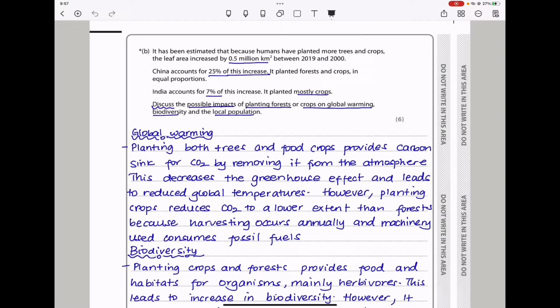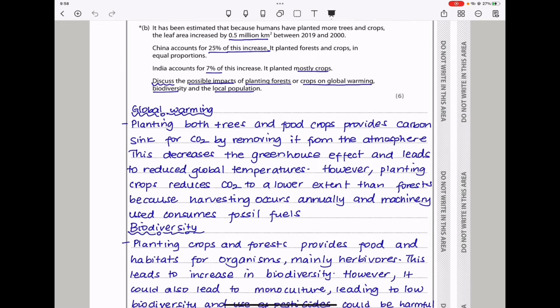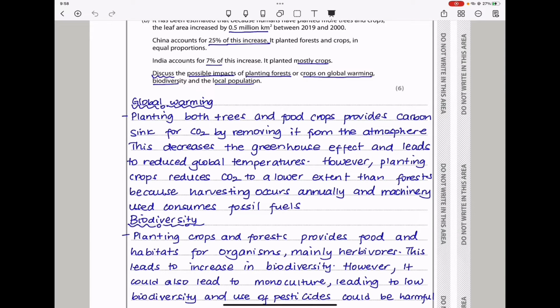So on global warming, planting both trees and food crops provide carbon sinks for carbon dioxide by removing it from the atmosphere. This is due to photosynthesis. This decreases the greenhouse effect and leads to reduced global temperatures. However, planting crops reduces CO2 to a lower extent than forests because harvesting occurs annually. Here we're talking about harvesting of crops that are going to be consumed. It occurs annually and machinery is used. Since this consumes fossil fuels, it will not have a greater effect on removing CO2 from the environment because machinery use is also going to release CO2.